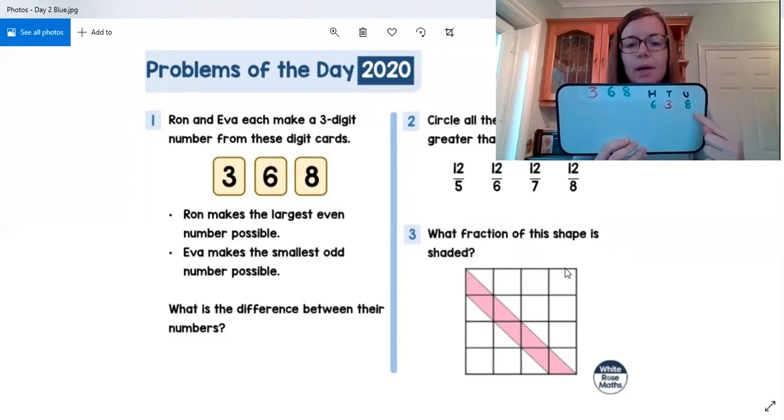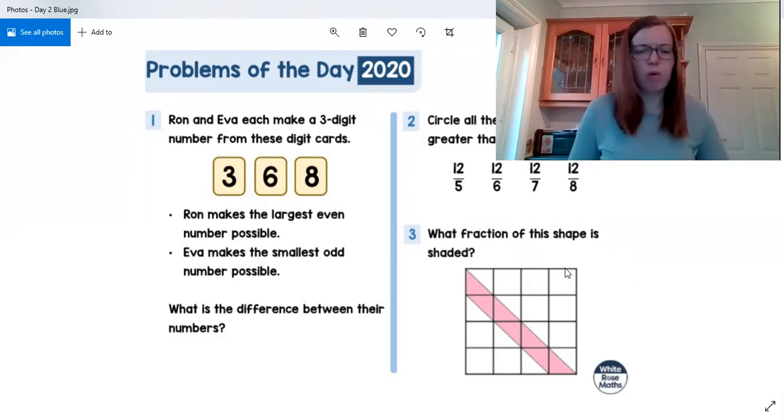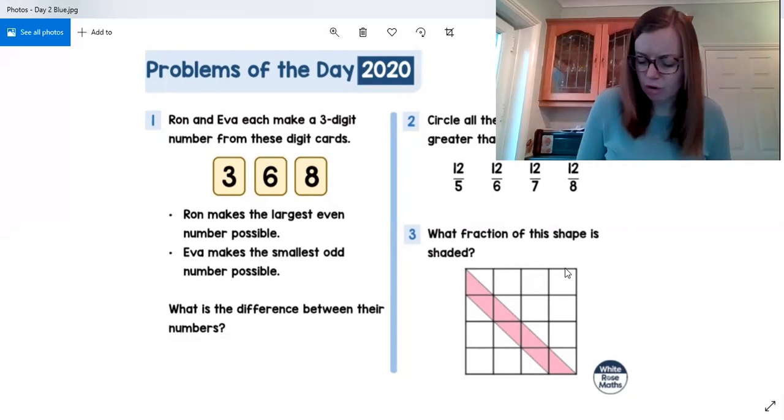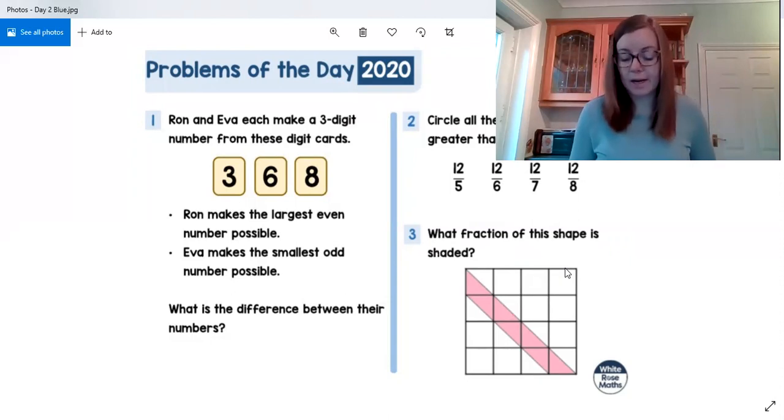Our biggest number here is an 8. So I need my 8 in the hundreds column. So I'm going to rub out my first attempt and try a new number. I'm going to put an 8 in the hundreds column because it's our biggest number.